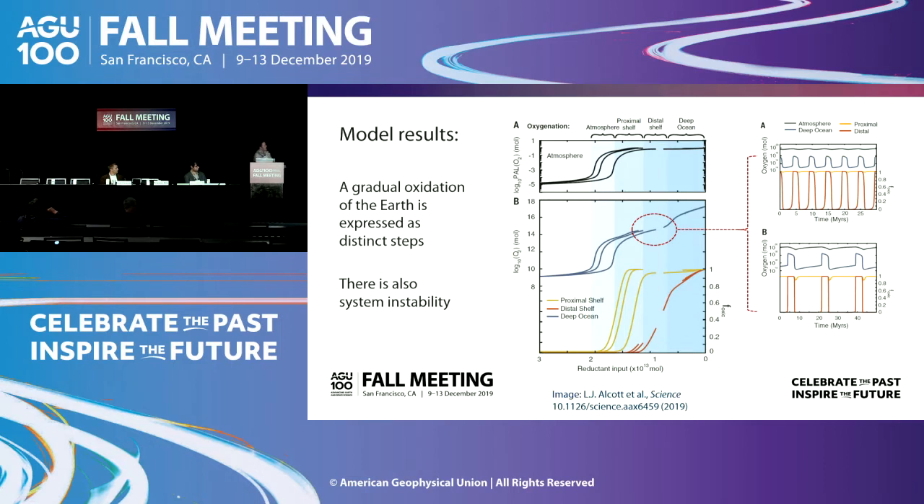And you end up with an oscillating solution, which actually looks very similar to what we see when we start to look at that Neoproterozoic era, when the shelf environments began to become oxygenated. So a gradual oxygenation of the Earth is expressed as distinct steps, with system instability, which is very similar to what we see in the record.